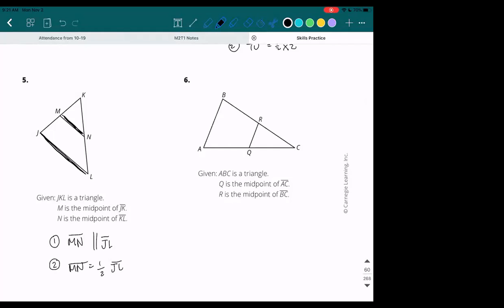Okay, and finally for number 6, we are writing first that they are parallel. RQ is parallel to AB. I guess I could have written QR, same thing. And then you're going to write that the smaller one is equal to half the size of the bigger one. And that's it for our skills practice. Just 6 problems.